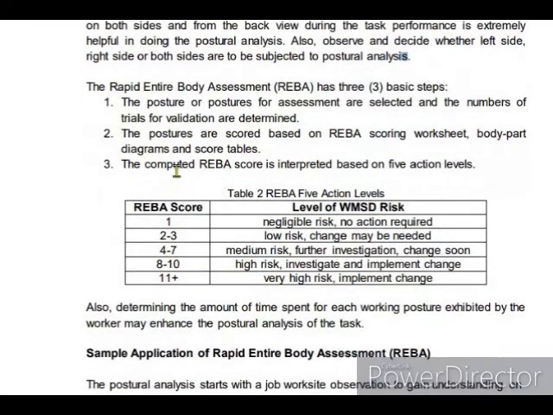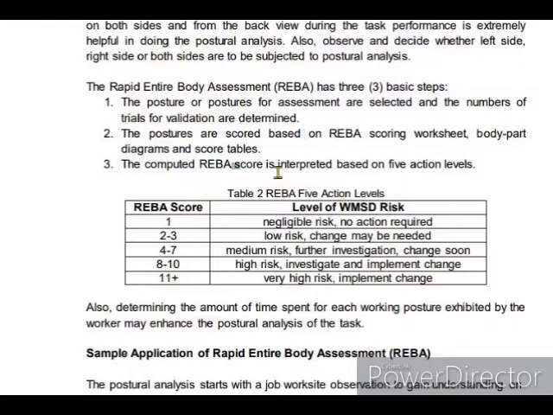So, next, the Rapid Entire Body Assessment, or REBA, has 3 basic steps. So, ano yung steps niya? The posture or postures for assessment are selected and the numbers of trials for validations are determined. So, same lang din guys, diba, sa RULA. The postures are scored based on REBA scoring worksheet. So, meron lang siyang scoring worksheet sa REBA, okay? Body part, diagrams, and score tables. So, merong guide din, may guide din dito guys, okay?